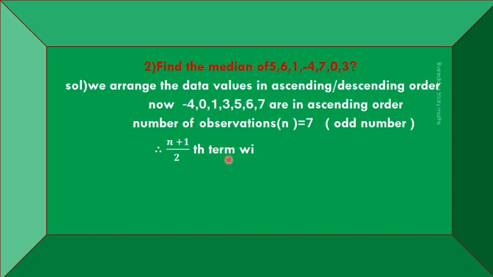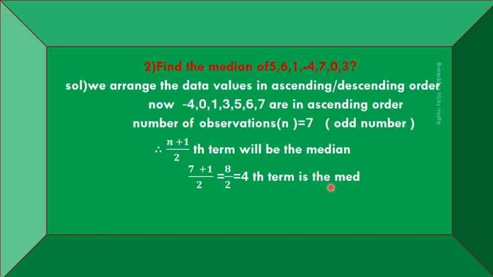So in case of an odd number, what is the formula? The (n plus 1) by 2th term will be the median. So very easy. If it is an odd number, you only have to remember n plus 1 by 2. Here n is 7. 7 plus 1 by 2, that means 8 by 2. On cancelling, you get 4. 8 by 2 equals 4. So the fourth term is the median.